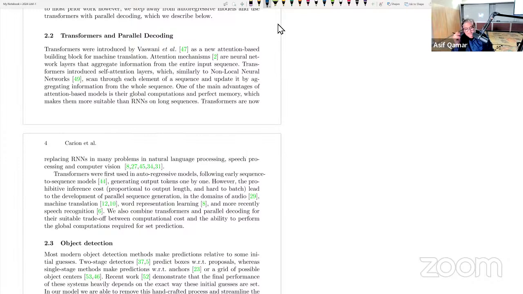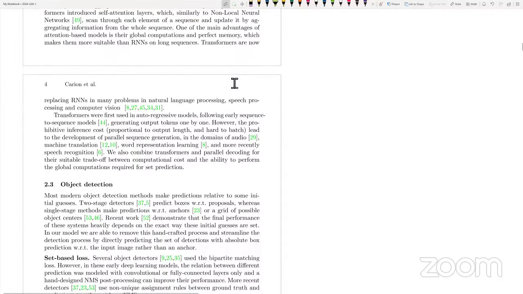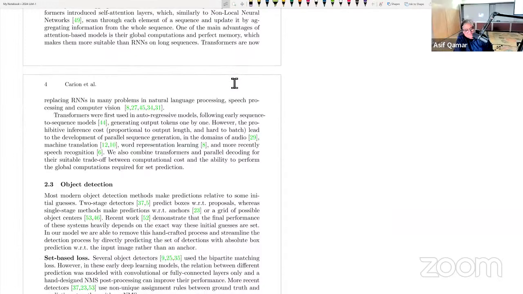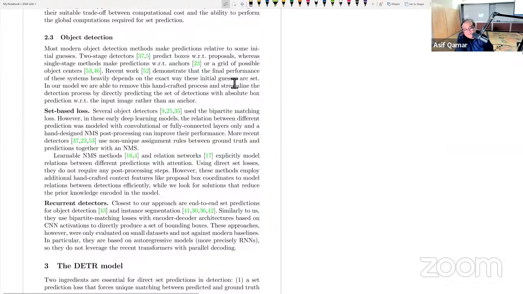Transformers are now replacing RNNs in many problems in natural language processing and computer vision. So it speaks to the history of it. Transformers are first used in autoregressive models following early sequence to sequence. However, a prohibitive inference cost led to the development of parallel sequence generation in the domain of audio, machine translation, word representation learning, and more recently, speech recognition. So it just, again, speaks to the history of it. We also combine transformers in parallel decoding for their suitable trade-off between compute cost and the ability to perform the global computation. Now let's come to the main thing.